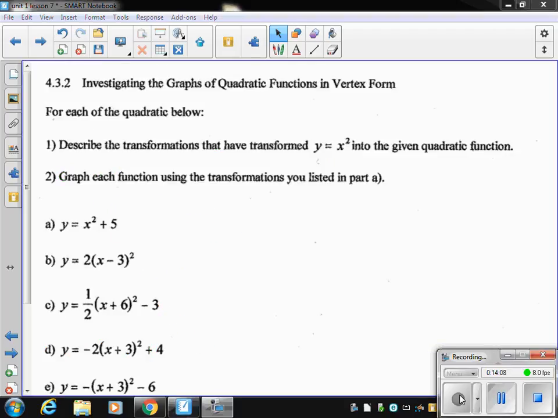I have a handout 4.3.2 for you. It is in your course notes, but I have it with little graph grids printed off for you if you'd like that, or use your own graph paper. And I recommend that you use different colors.